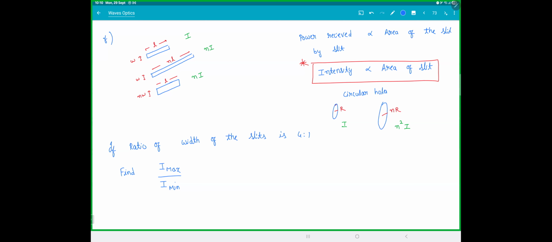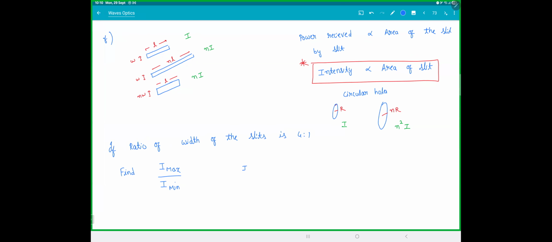This was easy. So I1 by I2 will be 4:1, because if the width is doubled, then the area will double. So this is root I1 plus root I2 whole square. So you know your formulas. Root I1 minus root I2 whole square. 9:1. Clear?